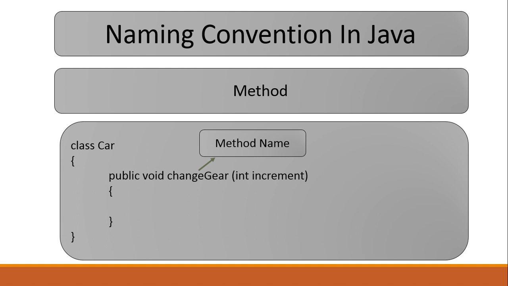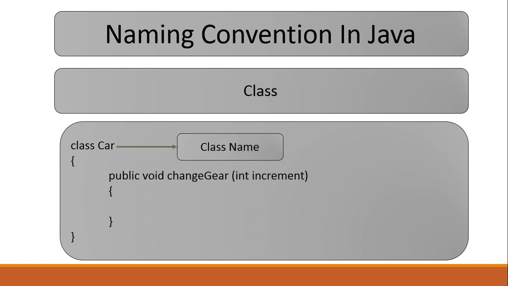Next, method. Look here, I am creating a class Car and creating a method changeGear. Method name should start with a lowercase letter, and if the method contains two words, then the first letter of the second word should be in capital, and method name should always be a verb.